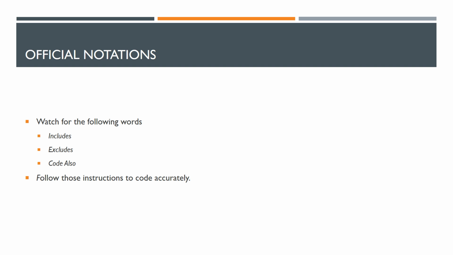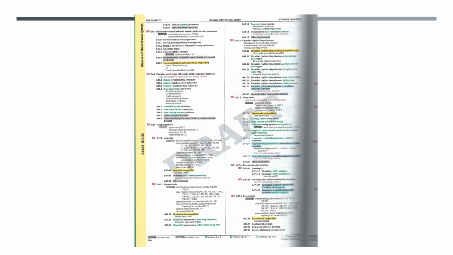Watch the official notations. The following words are some examples: includes, excludes, code also. You need to follow those instructions to code accurately. Excludes lets you know if you've missed an important subterm when locating the term in the index. Look under sleep apnea in the tabular section.